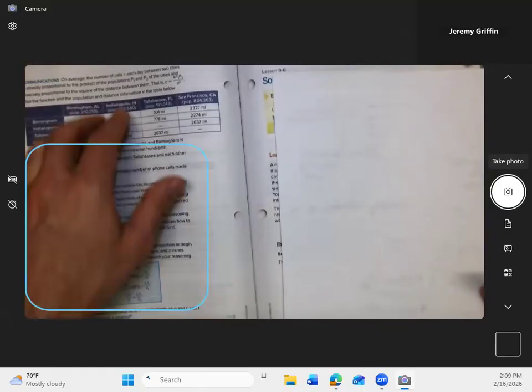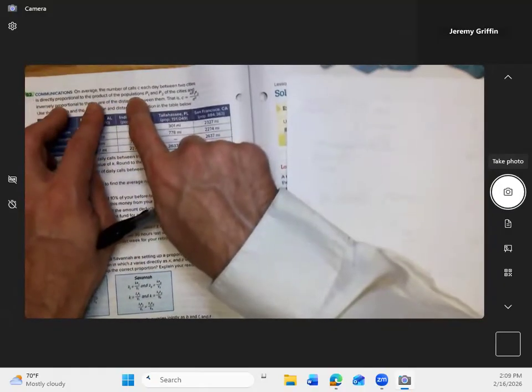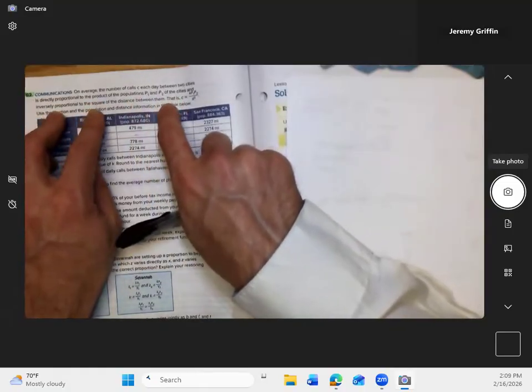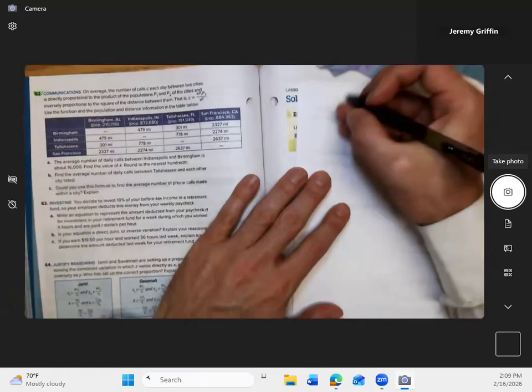Okay. Let's do one more here. Communications. On average, the number of calls each day between two cities is directly proportional to the product of the populations and inversely proportional to the square of the distances between the cities.